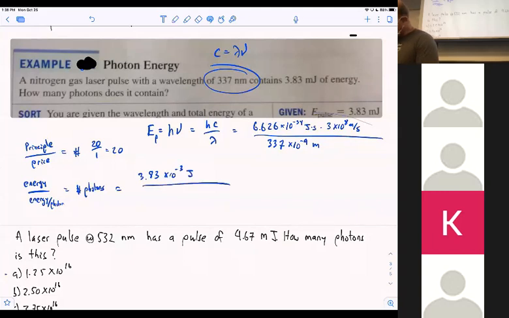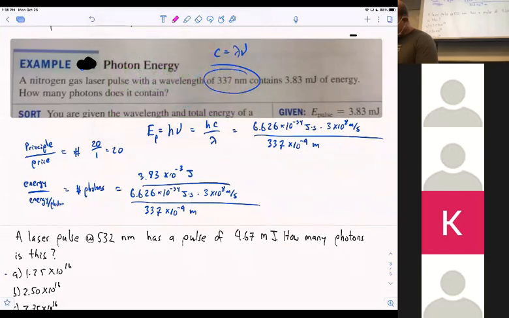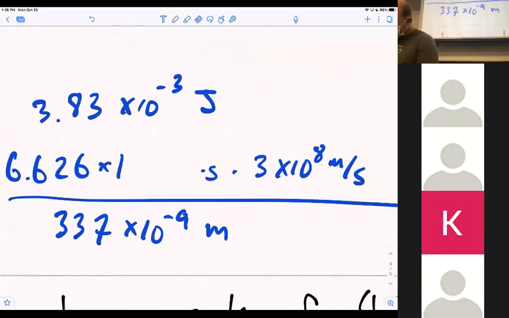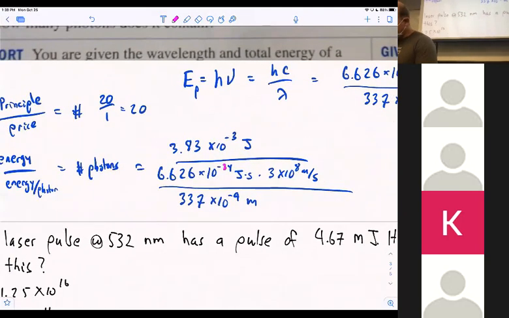I'm just going to go ahead and copy this. And if you look at the units, was that 54 or 34? 34. Oops, shoot. Is that hard to see? Yeah, it'd be pink. We'll have a pink 3. Is that better? Okay. So joules cancel, seconds cancel, meters cancel, right?